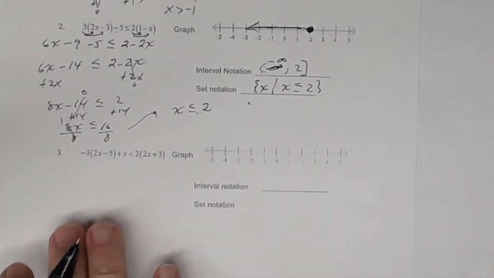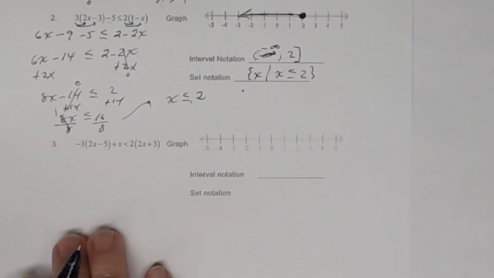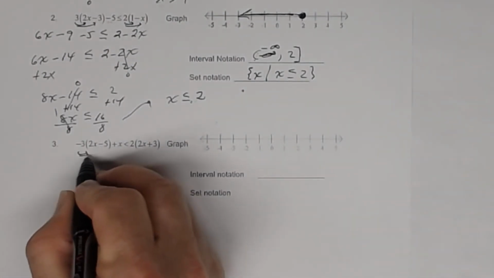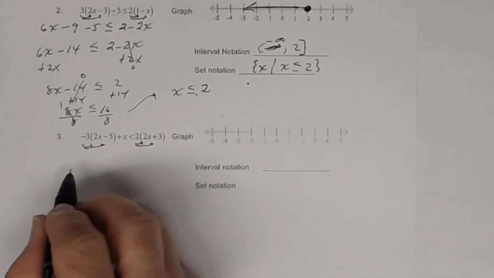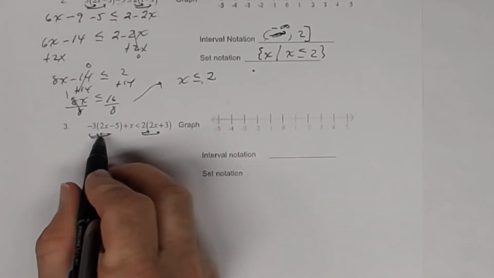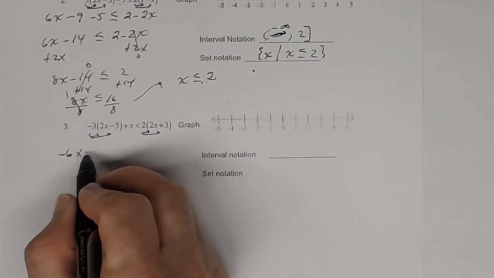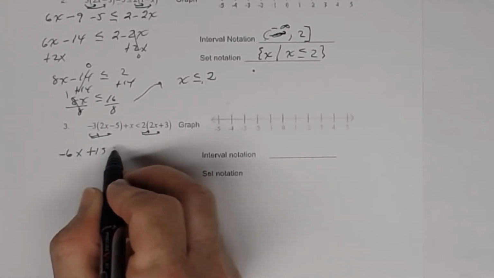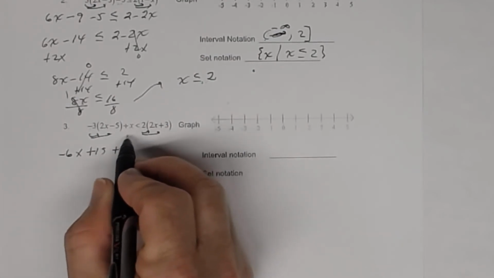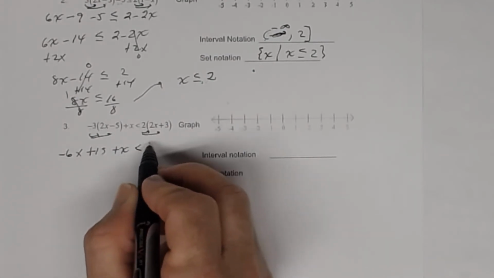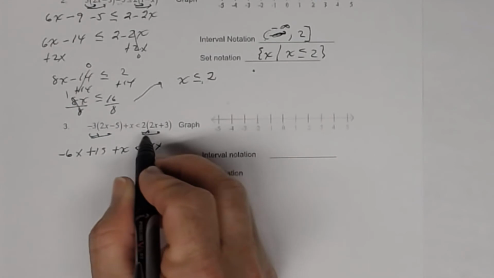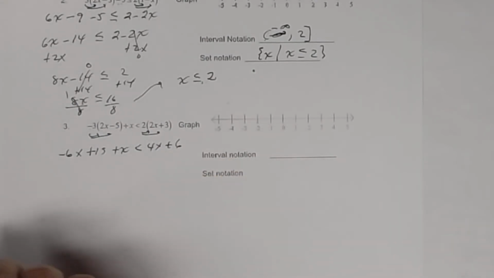And then finally, the last one, number 3. So this is very similar to the first two. You're going to get rid of the parentheses. So let's go ahead and distribute both cases. So I get negative 3 times 2x is a negative 6x. And negative 3 times a negative 5 is a positive 15 plus x. See, don't forget that x is less than 2 times 2x is 4x, and then 2 times 3 is 6.